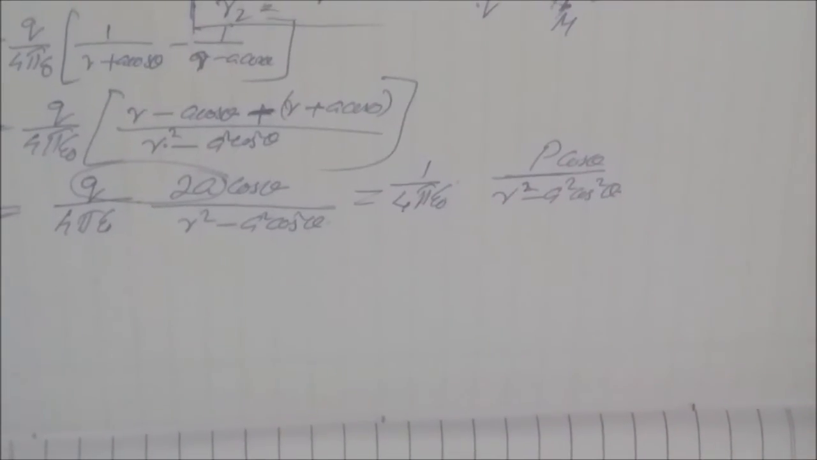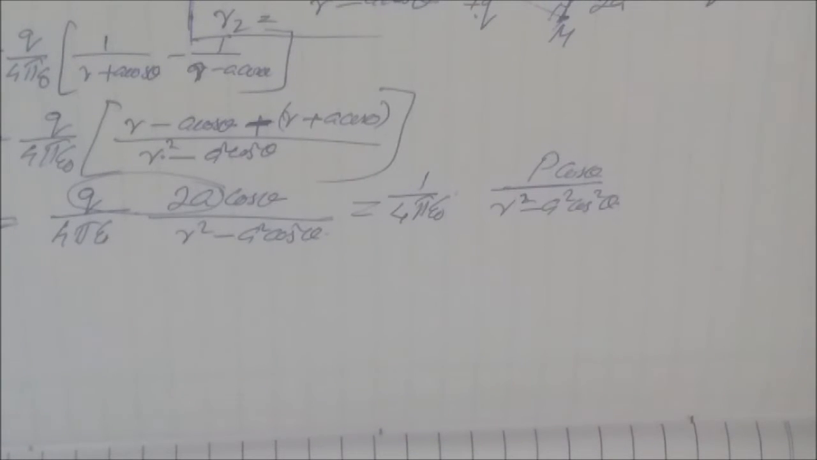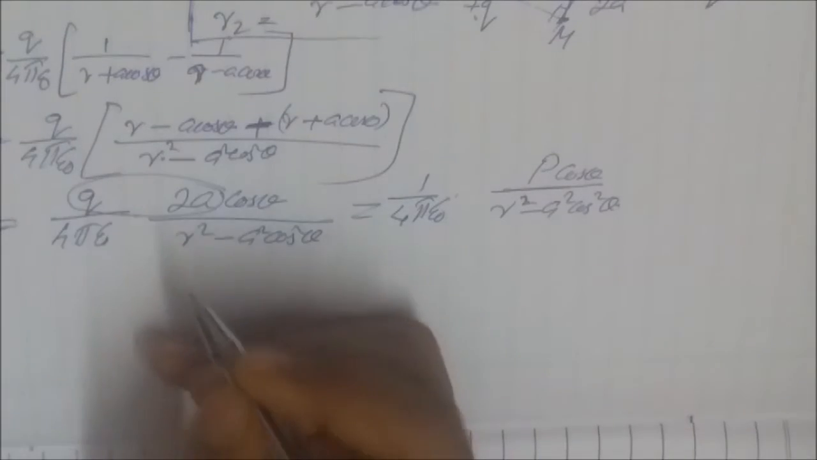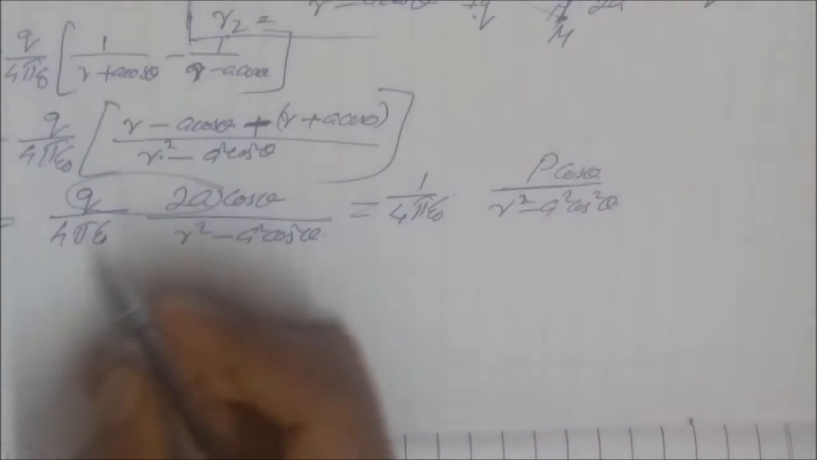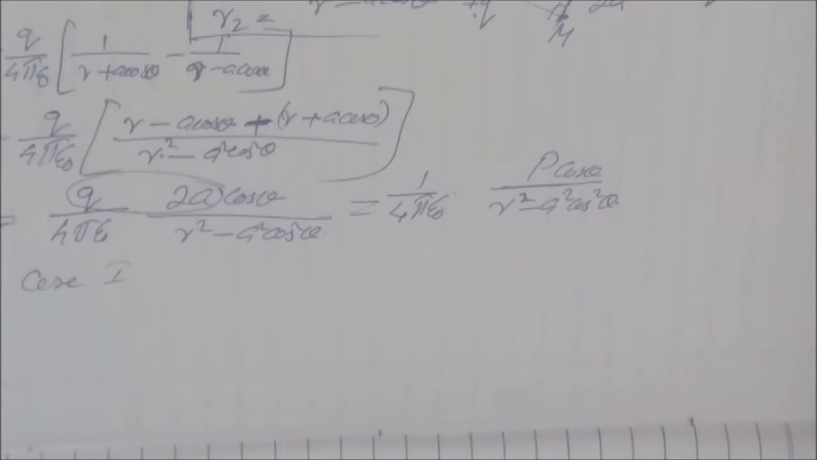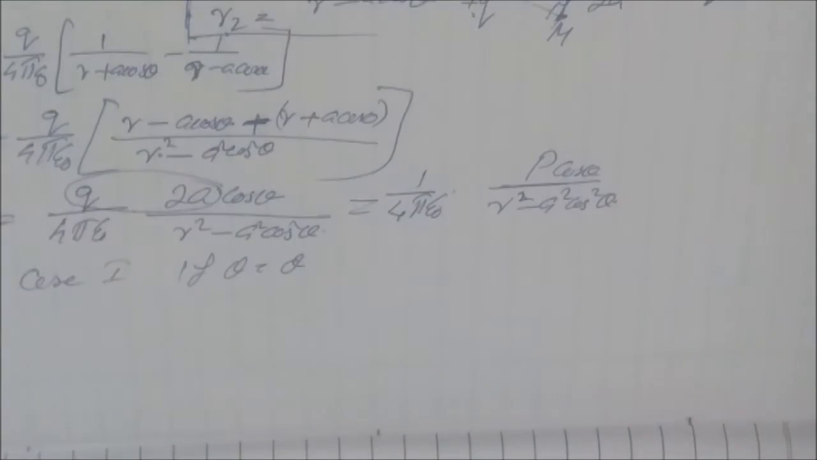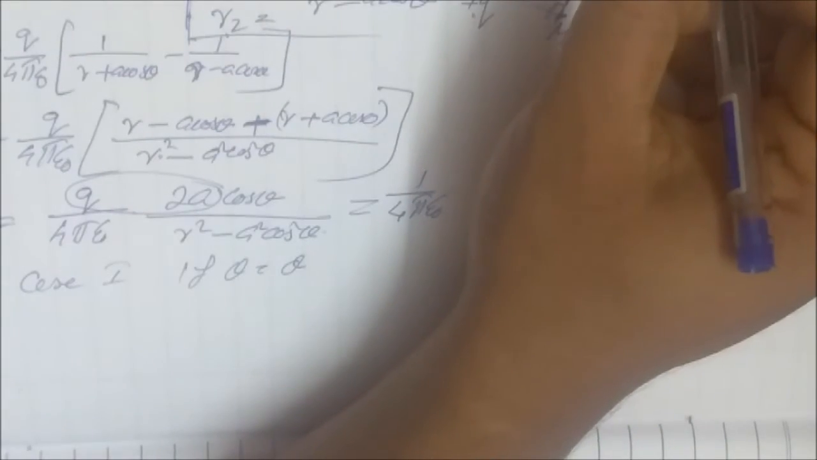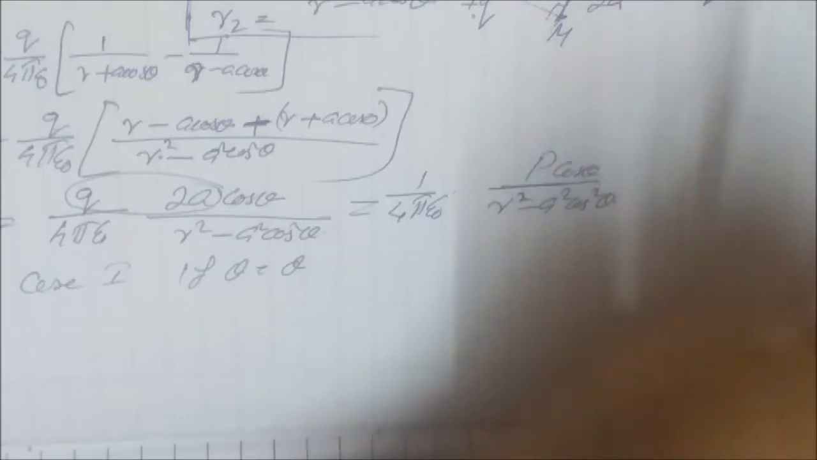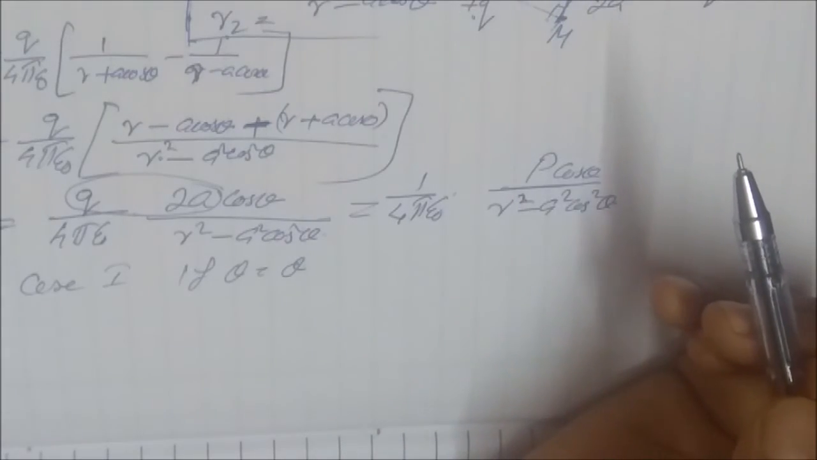So depending on the angle, let us consider the cases. Case 1, if theta is equal to 0, that means this point P is on an axial line. And in the previous chapter we discussed axial line and equator line.